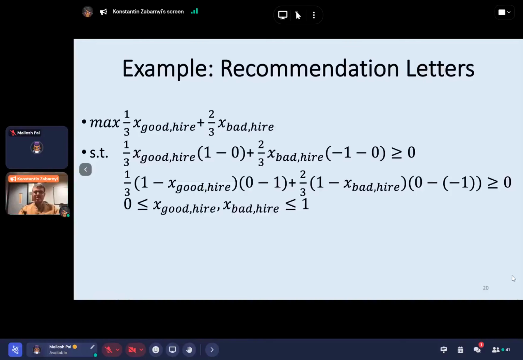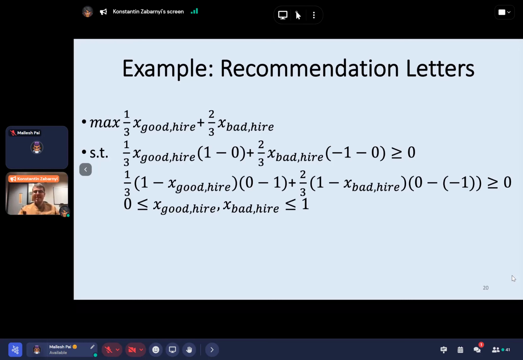And since 1/3 and 2/3 are the probabilities of the student respectively being good and bad, the objective function here is just the sender's expected utility upon a straightforward policy. But we also must ensure that the recommendations are incentive compatible for the company.